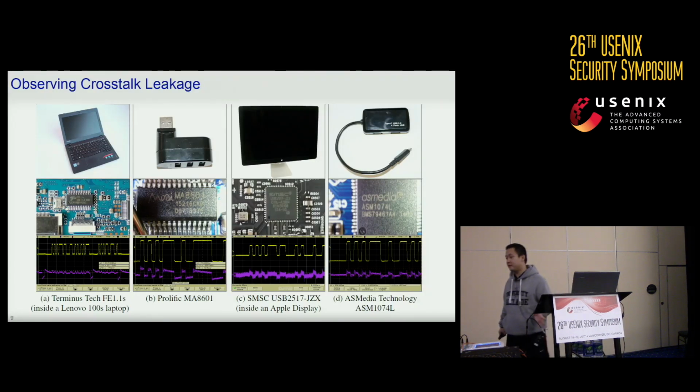You may be wondering what happens on other USB hubs rather than the one I took with me. We tested dozens of USB hubs. Here are 4 examples, including external hubs and internal hubs inside brand name computers. They are all showing clear correlation between the leakage waveform and the digital traffic. Therefore, we can reproduce the information based on the leakage.